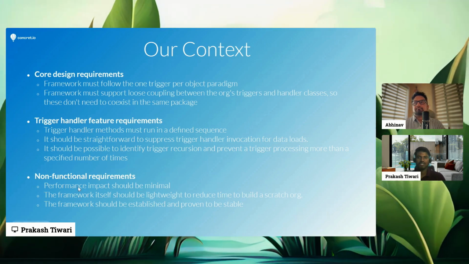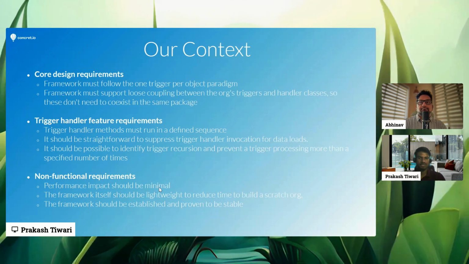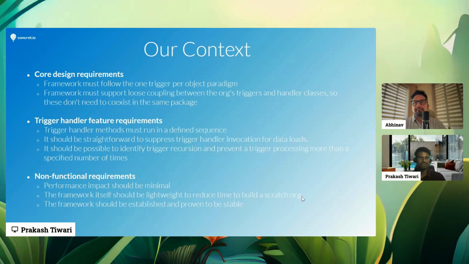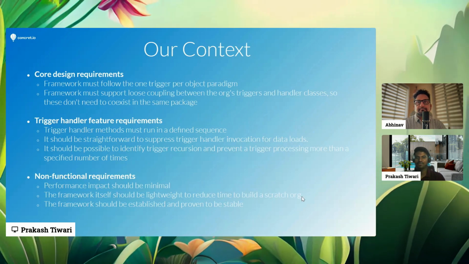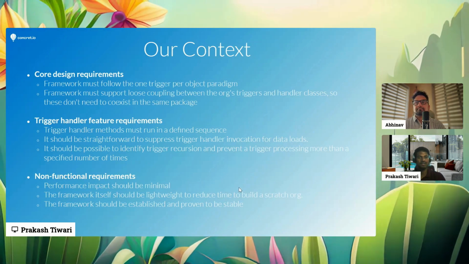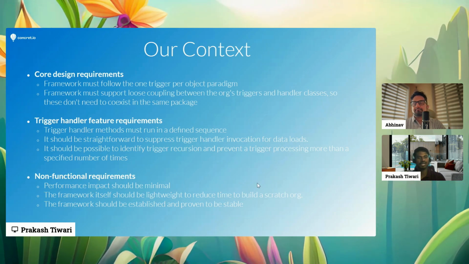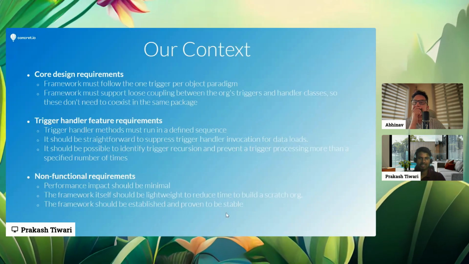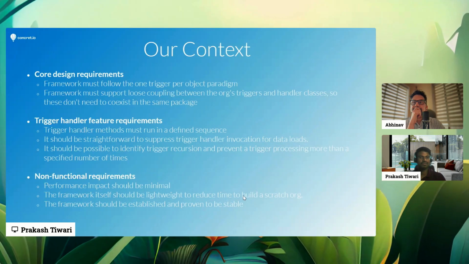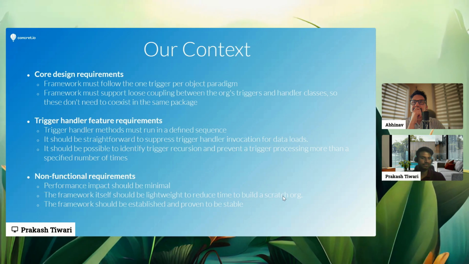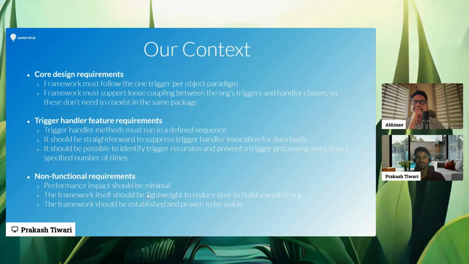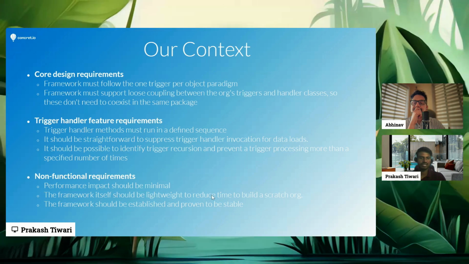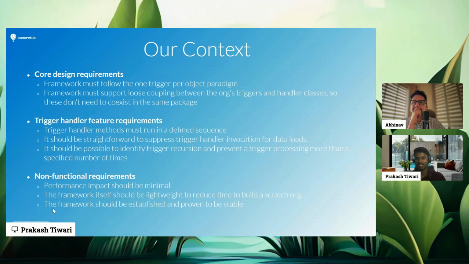And the non-functional requirement is that performance impact should be minimum. The framework itself should be lightweight to reduce build time from scratch. It means we don't want heavyweight code that takes a lot of time to deploy. And as this is a brand new ISP development, we are going with the SFDX development approach, where we are creating a scratch org very often. So we don't want a heavyweight framework that will take lots of time for deployment.